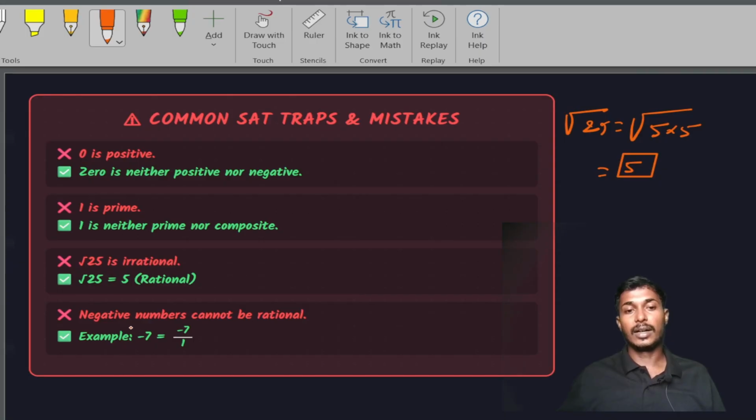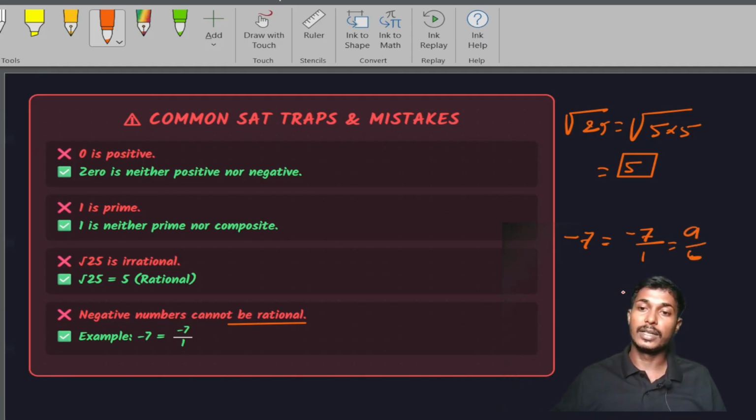Similarly, can negative numbers be rational? Many people think that a negative number can never be rational. No, a negative number can always be written as a fraction like this, where A will be -7 and B will be 1, and it satisfies the condition that B is not equal to 0, hence it's a rational number.